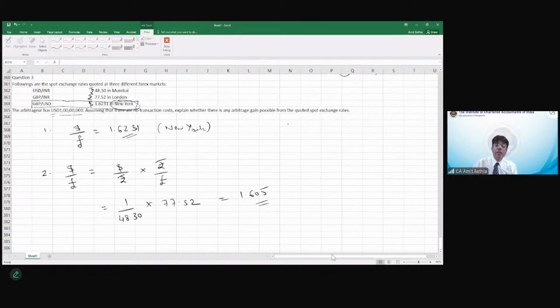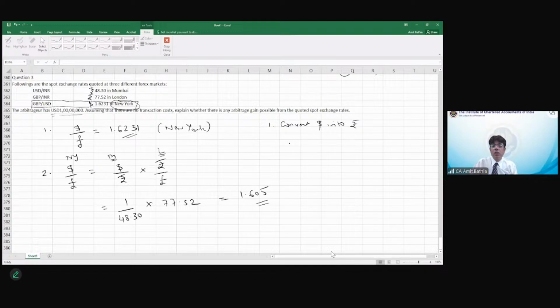I will convert first and foremost from New York, right? I'm going to first of all go to Mumbai, then I will go to London. How do I do that? So first I will convert. Step 1 will be convert dollars into rupees. So how much will I get?